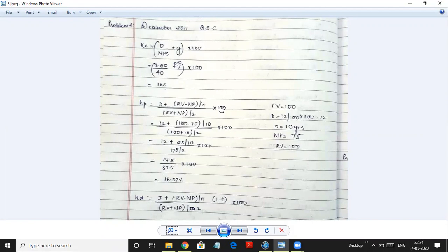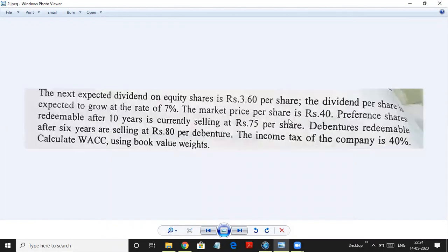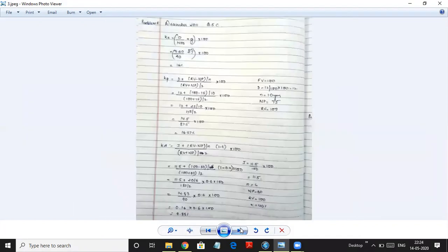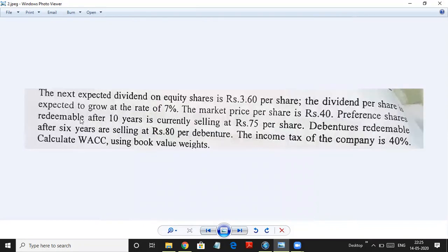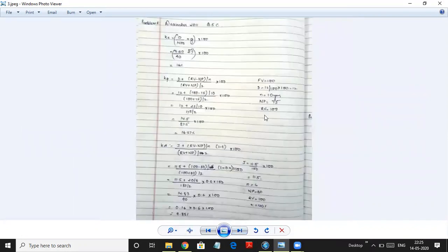Now let's do cost of preference shares. We are assuming face value to be 100. Dividend they have said 12% preference shares. So 12% on 100 is 12 rupees. They are redeemable after 10 years. You can see here preference shares are redeemable after 10 years and is currently selling at rupees 75 per share. So net proceeds is 75 because currently selling means it's selling today for 75 rupees. And redeemable value, they have not mentioned whether it will be redeemed at premium or anything. So we will consider it as equal to face value. So face value was 100, redeemable value is also 100. We'll put all this in the formula.